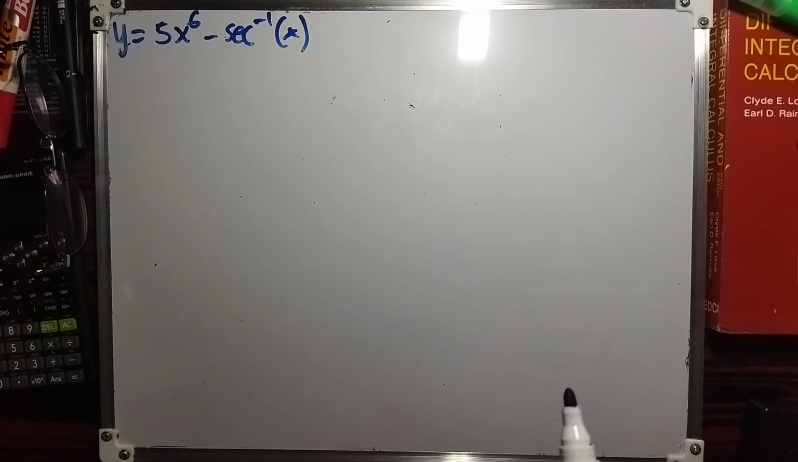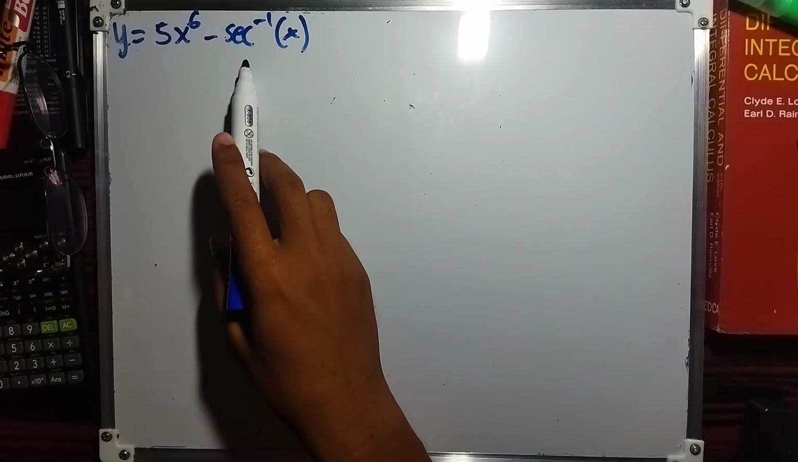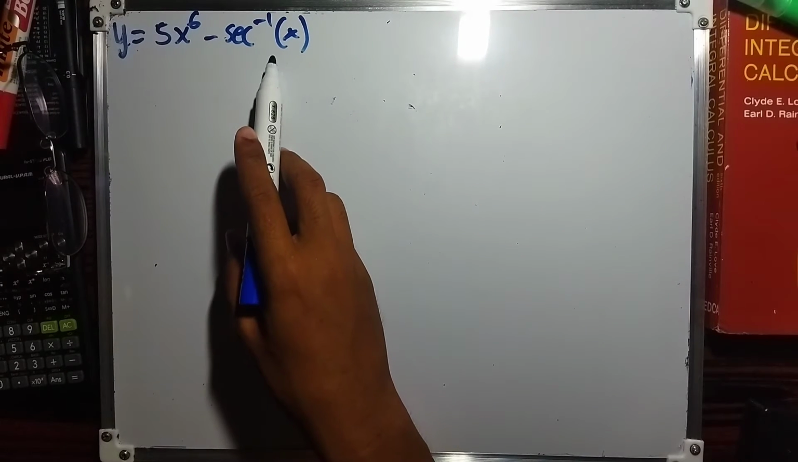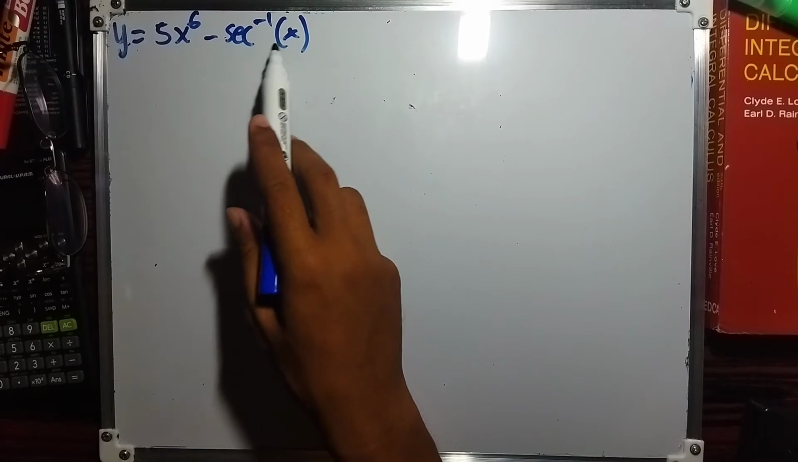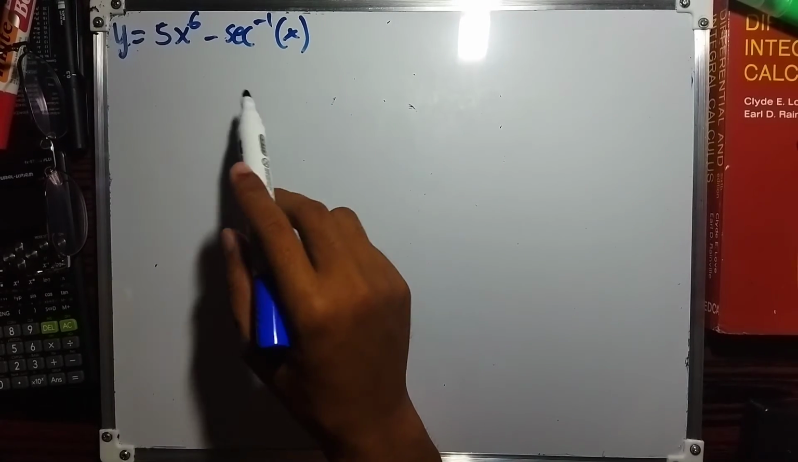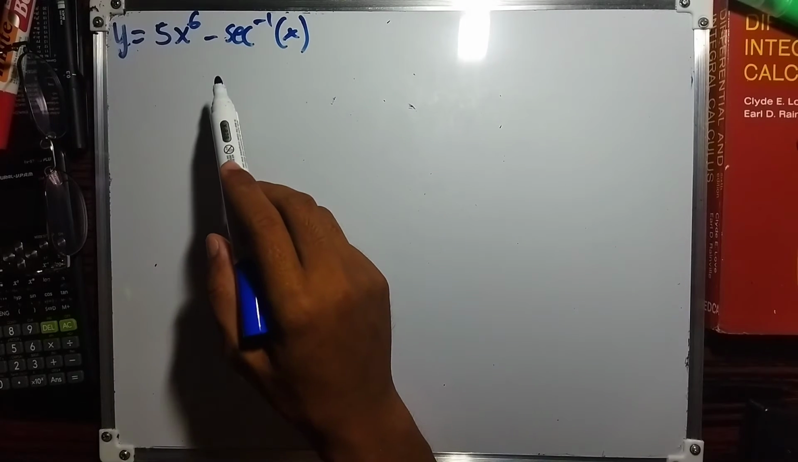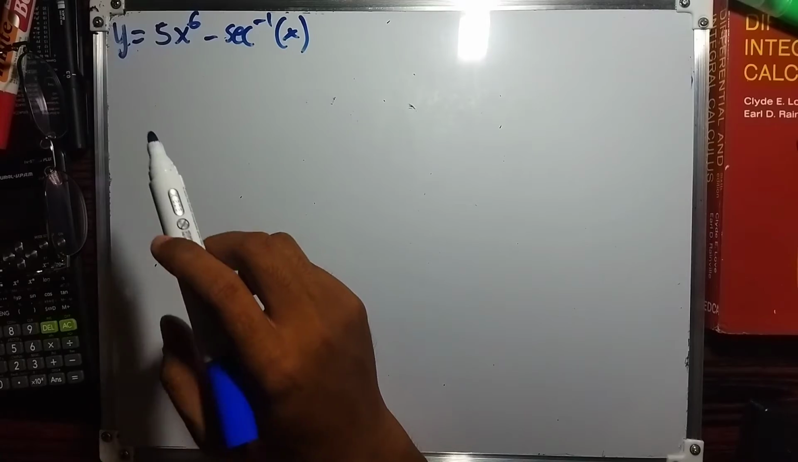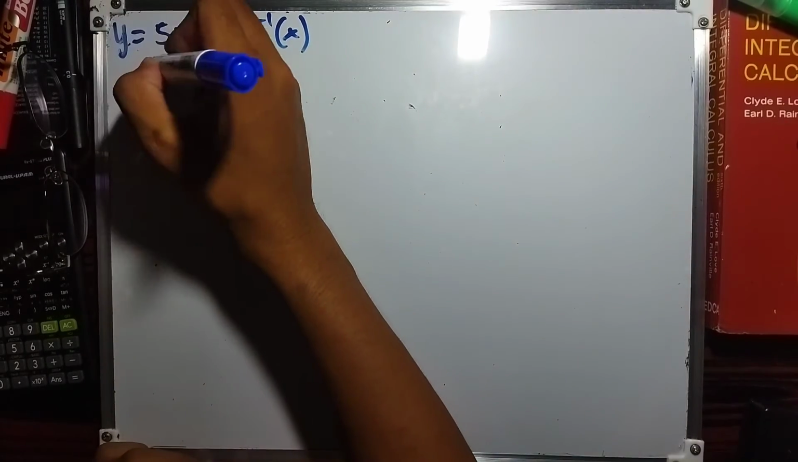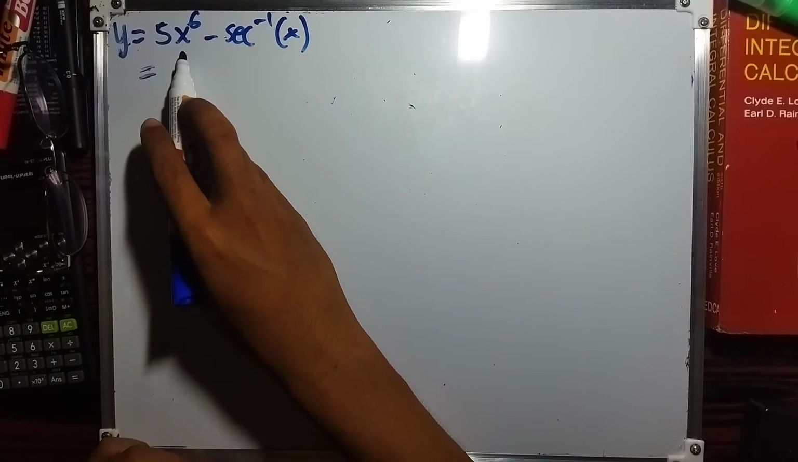So here is an example of the derivative of inverse trigonometric functions. y is equal to (5x)⁶, we can use the chain rule here, minus the arcsecant of x. Here we can see secant to the power of negative 1, or arcsecant x. We will be transforming it into its constant and respective derivative. So we'll be starting to apply the chain rule to this equation here.